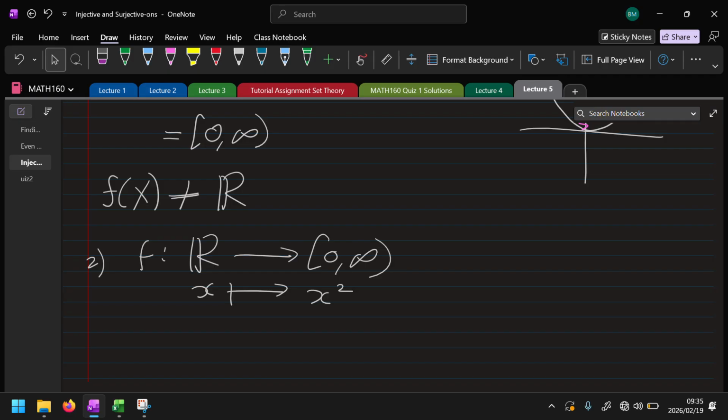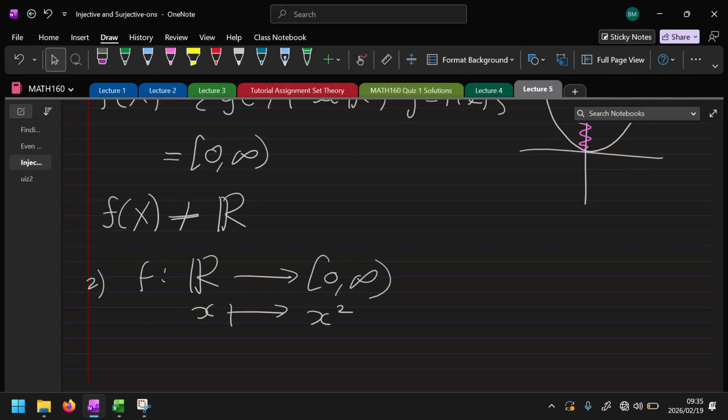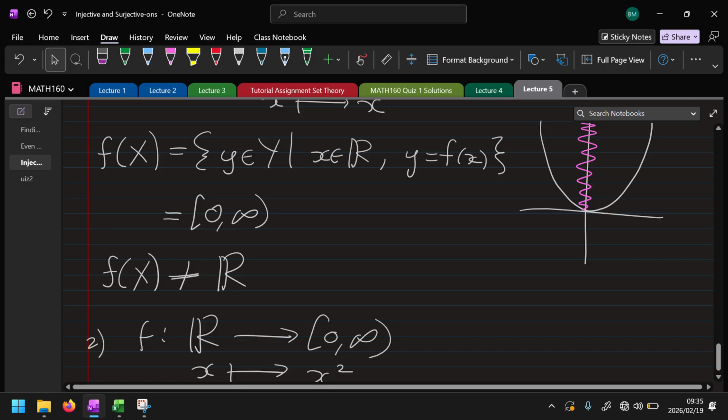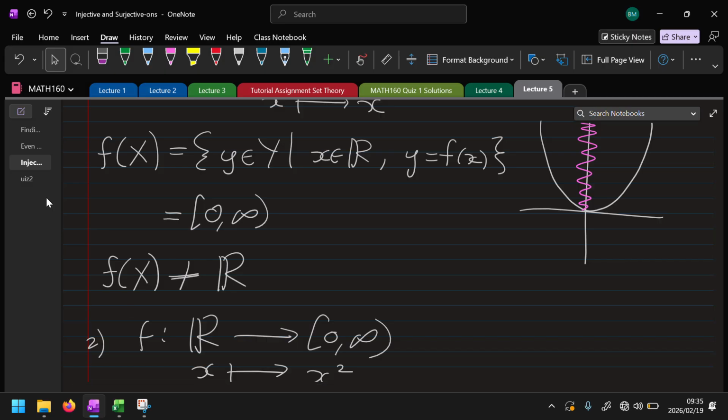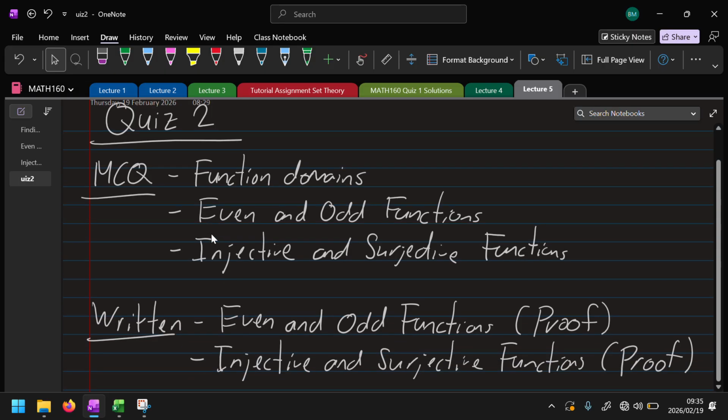Okay, so we'll leave it at that for today. Remember the quiz next week. So the MCQ, it will be on function domains, like I said earlier. So you'll have some function and then options A, B, C, D. You just pick whichever one matches up. Even and odd functions, there'll be the definitions, what's even, what's odd. You'll have options A, B, C, D. You just pick whichever one is even, which one's odd. You don't need to take photos. It is on the learn page.